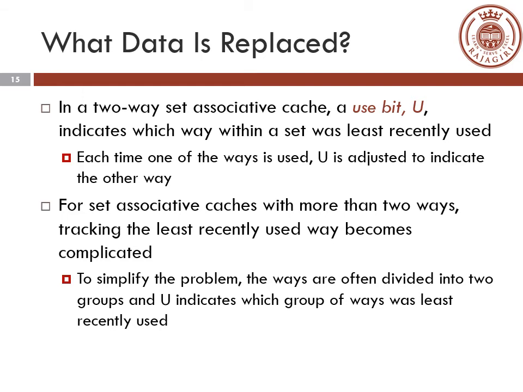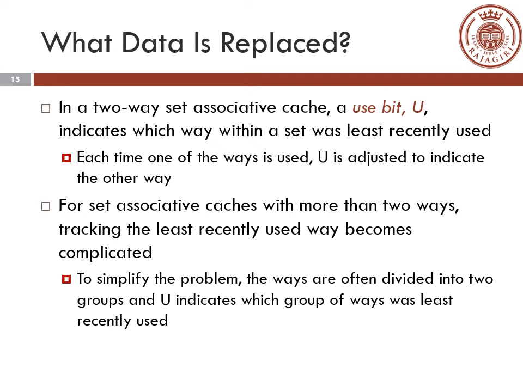Now we'll explain this with the help of an example. Suppose you are using a two-way set associative cache. You are going to have an extra bit known as the use bit, which indicates which way, either way 0 or way 1, within the set was least recently used. In this example you are taking two ways, so you'll have way 0 or way 1, and which one has been least recently used, you'll get that indication from the use bit, an extra bit.